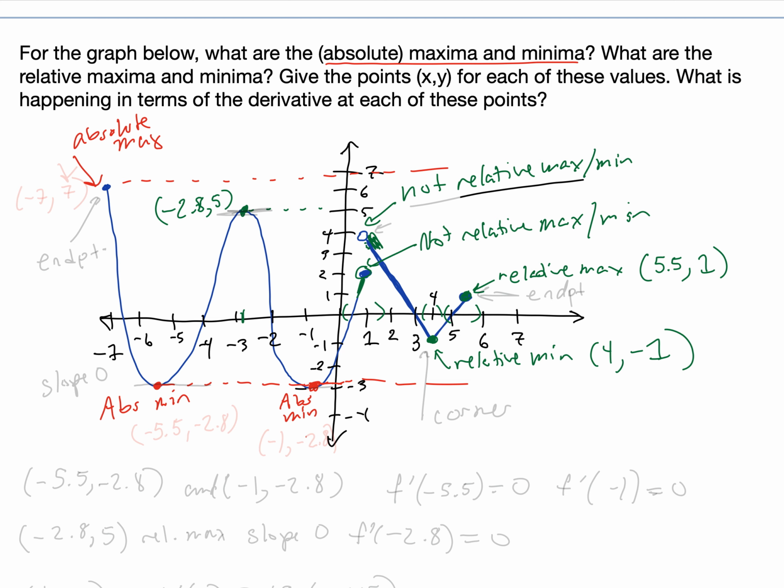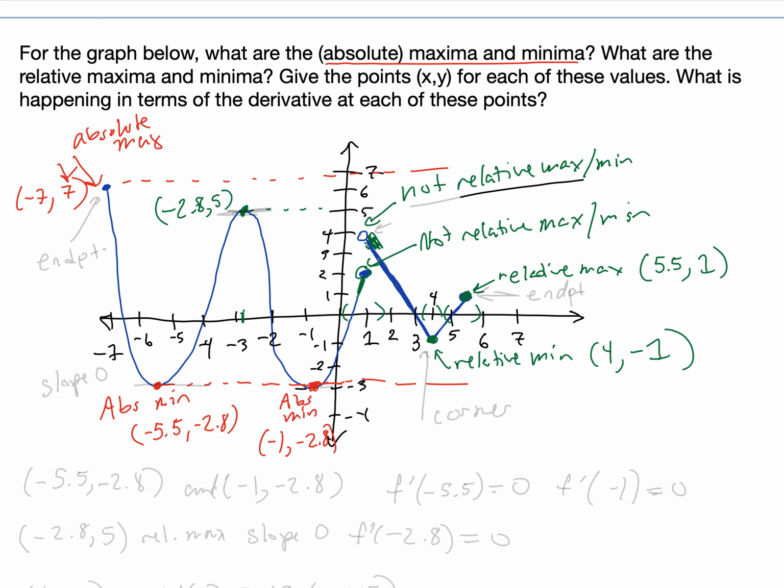So this was at negative 7, comma 7, that absolute max, because the output is the largest of all outputs. And then we've got this absolute min. So we've got negative 5.5 maybe is the x value, comma negative 2.8 is the y value. And similarly here, we've got negative 1, comma negative 2.8.